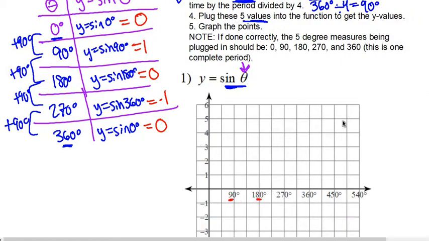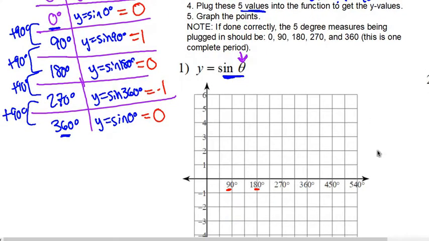180 would be pi, and so on. But we'll do it in degrees for now. So we have the point at 0, 0. So that's right here. Then we have a point at 90 degrees, comma 1, which is right there. Then 180, comma 0, which is here. 270, -1, which is right here. And 360, 0, which is right here.